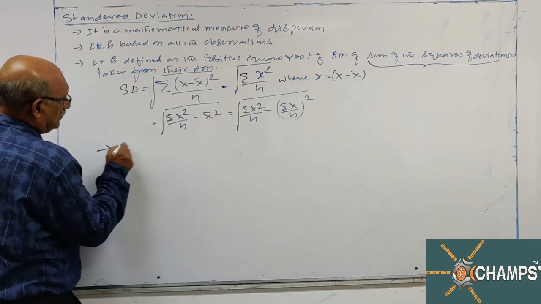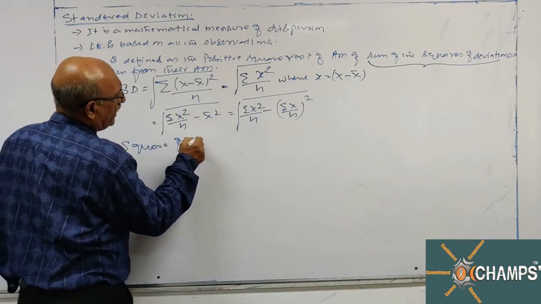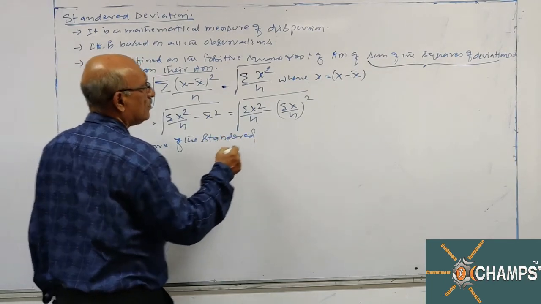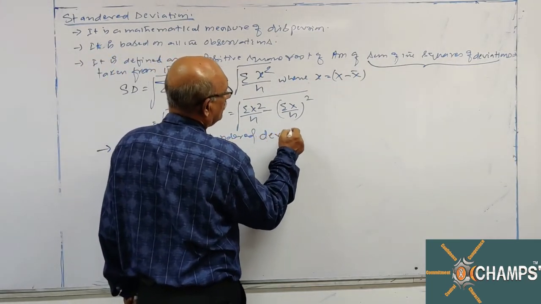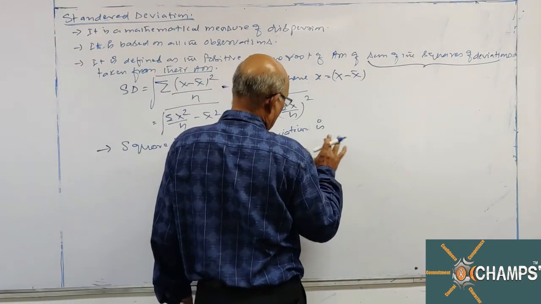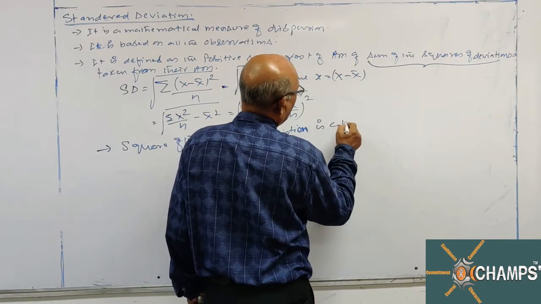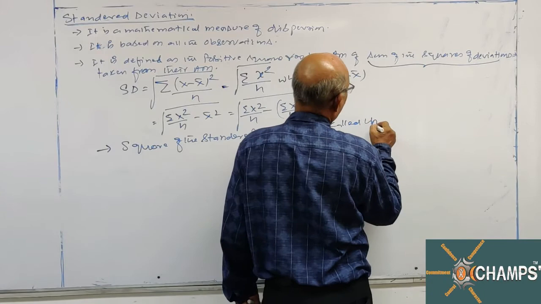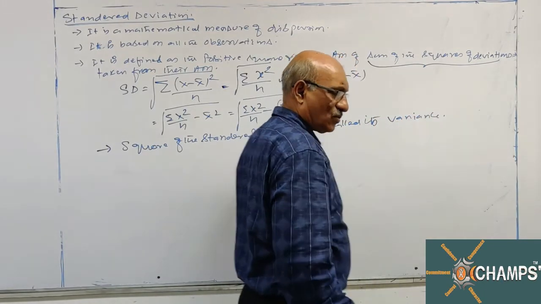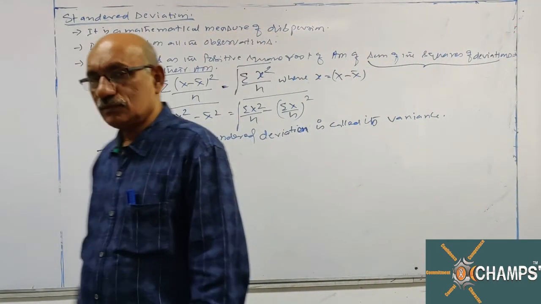Next point, sir. Square of the standard deviation is called its variance.